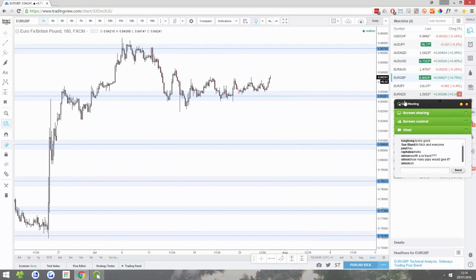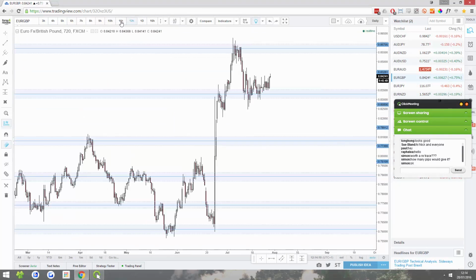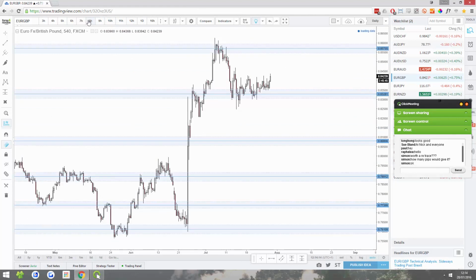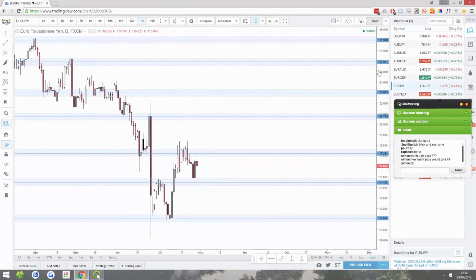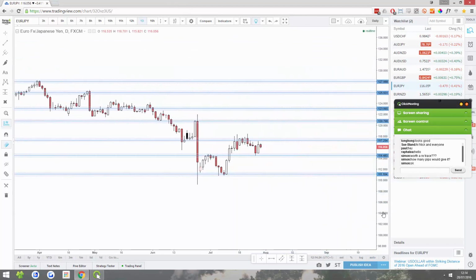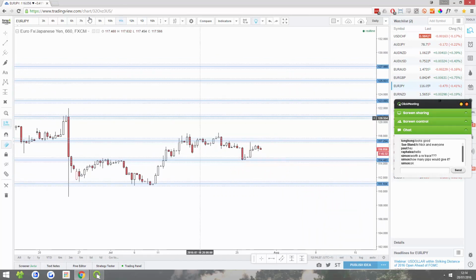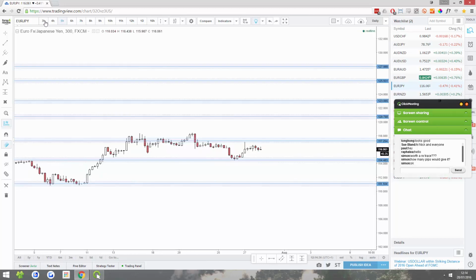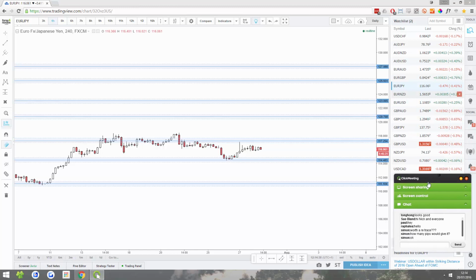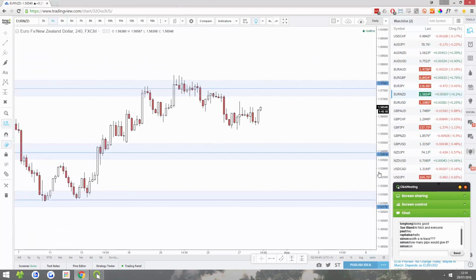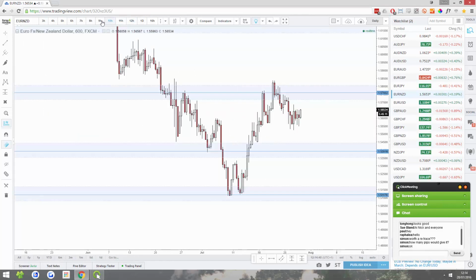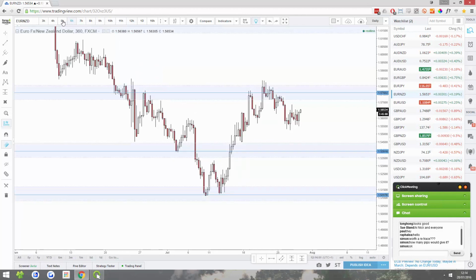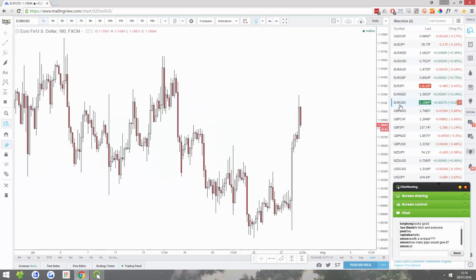Did we look at Euro GBP? No, even if we didn't, there's nothing forming there. So let's zoom in a little bit. It's a bit zoomed out. Nothing really going on here on Euro JPY. Euro New Zealand. Let's see what's happening here. Nothing.